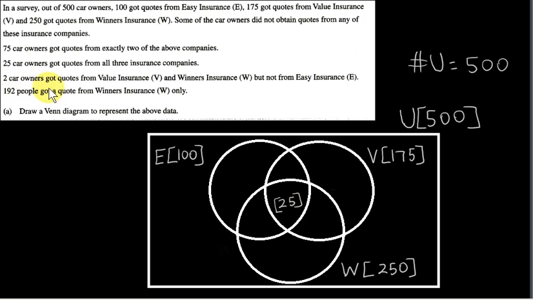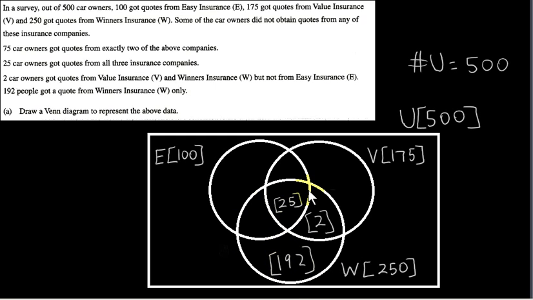We are given that 2 car owners got quotes from V and W, but not from E. So this region here must have 2 elements. So this region represents the number of people that got quotes from V and W, but not from E, so they don't belong inside set E. 192 people got a quote from W only, so we have 192 people in this region.